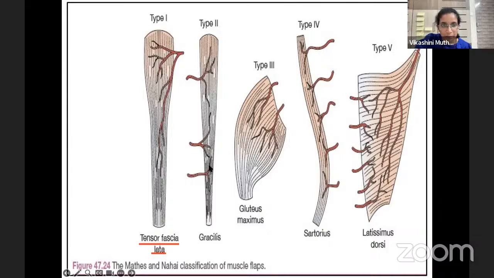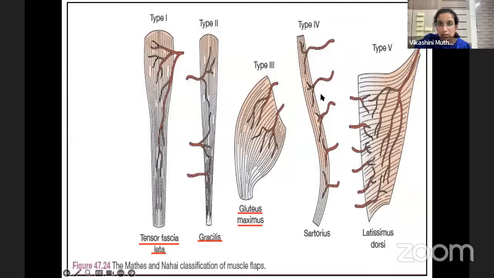See this type 2 flap, this whole flap cannot survive only with these minor pedicles. It requires this dominant pedicle also for its survival. An example is gracilis or sternocleidomastoid, all those things. Trapezius, soleus. And type 3, see here you have two dominant pedicles, 1 and 2. Two dominant pedicles, example gluteus maximus.